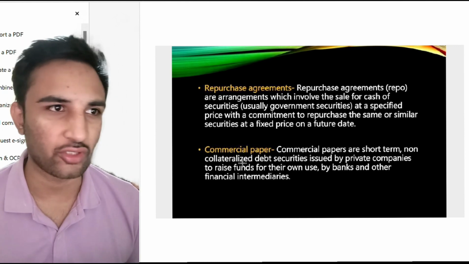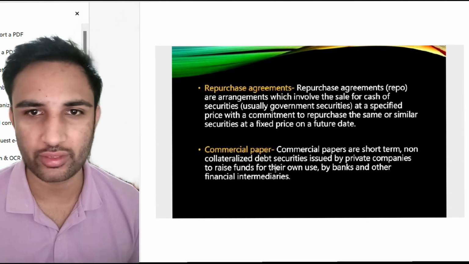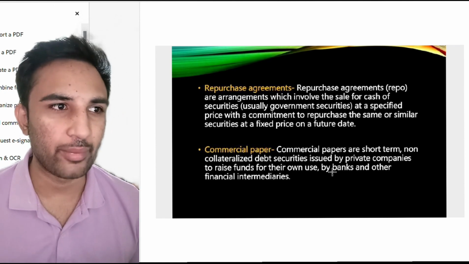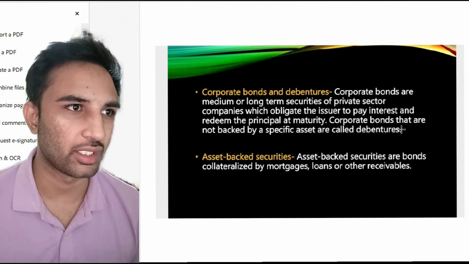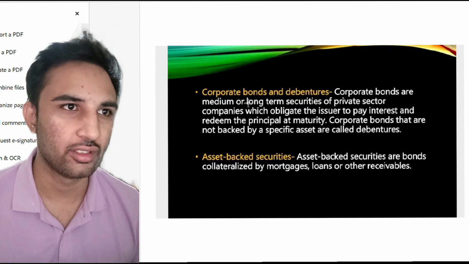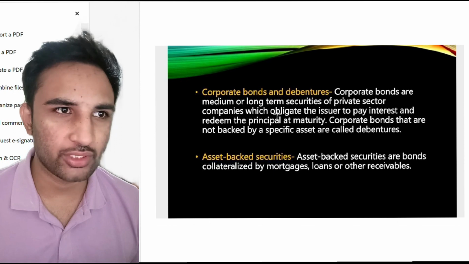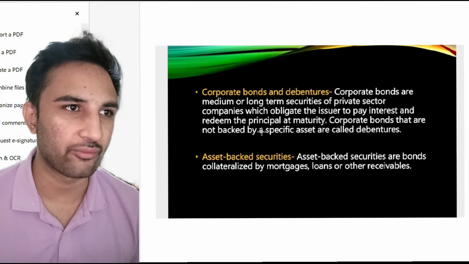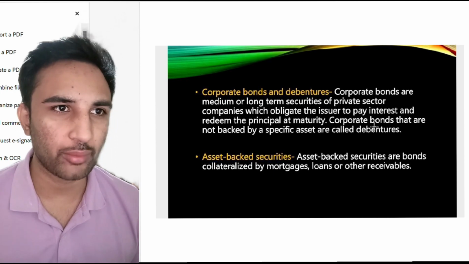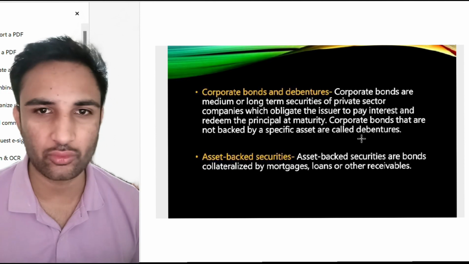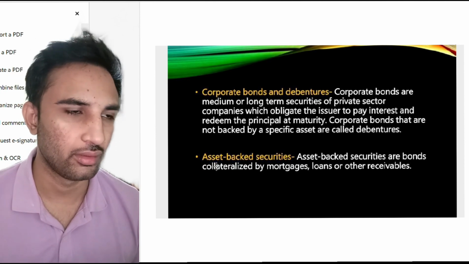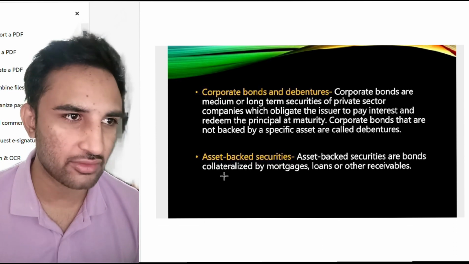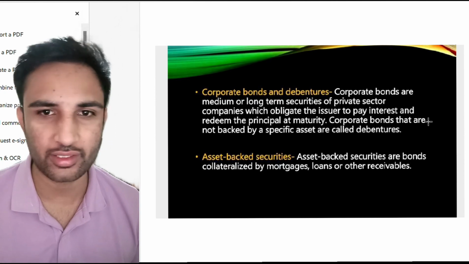What is a commercial paper? Commercial papers are short-term non-collateral debt securities issued by private companies to raise funds for their own use, by banks or other financial intermediaries. What are corporate bonds and debentures? Corporate bonds are medium or long-term securities of private sector companies which obligate the issuer to pay interest and redeem the principal at maturity. Corporate bonds that are not backed by a specific asset are called debentures. Asset-backed securities. Asset-backed securities are bonds collateralized by mortgages, loans or other receivables.